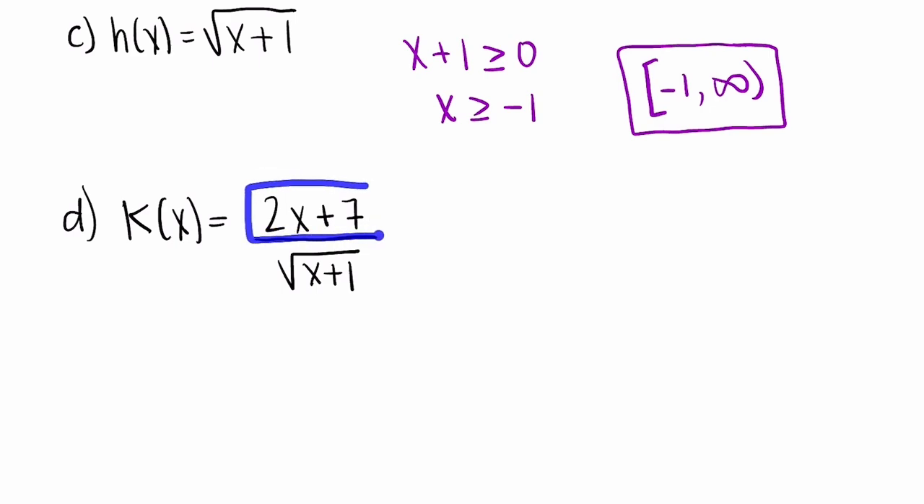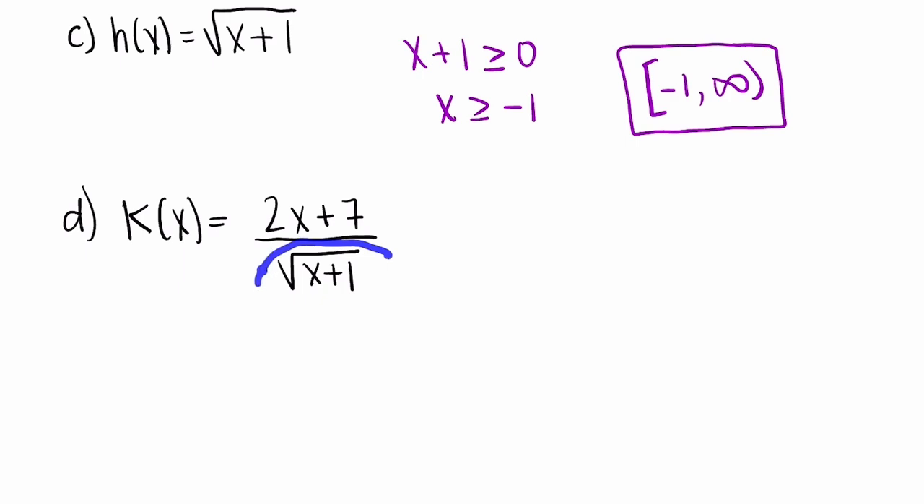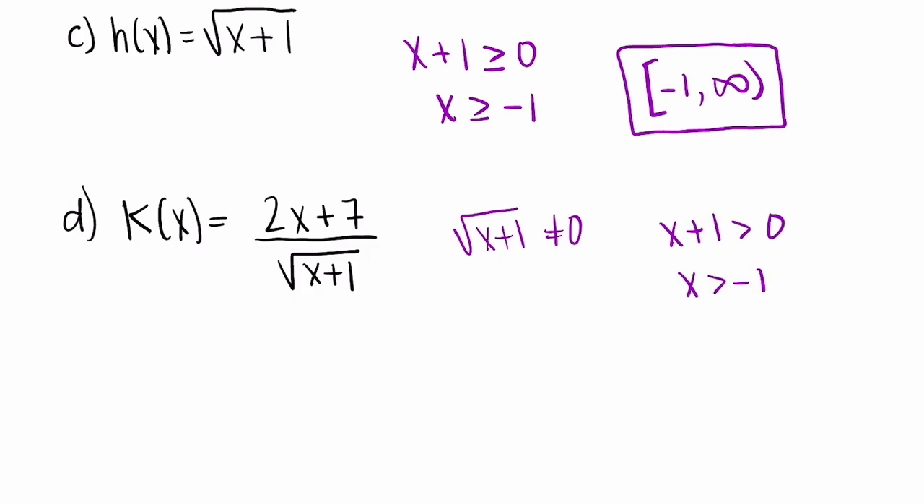Negative infinity to infinity. If I look at the denominator, if it was just the square root of x plus 1, that's what we just did. We'd say x plus 1 is greater than or equal to 0. However, can we include 0 when we're doing this problem? No. Can the bottom of the fraction equal 0? No. So when I'm looking at this, we know square root of x plus 1 cannot be 0, which means x plus 1 is just greater than 0, which means x is greater than negative 1, which means it's negative 1 to infinity without including the negative 1.